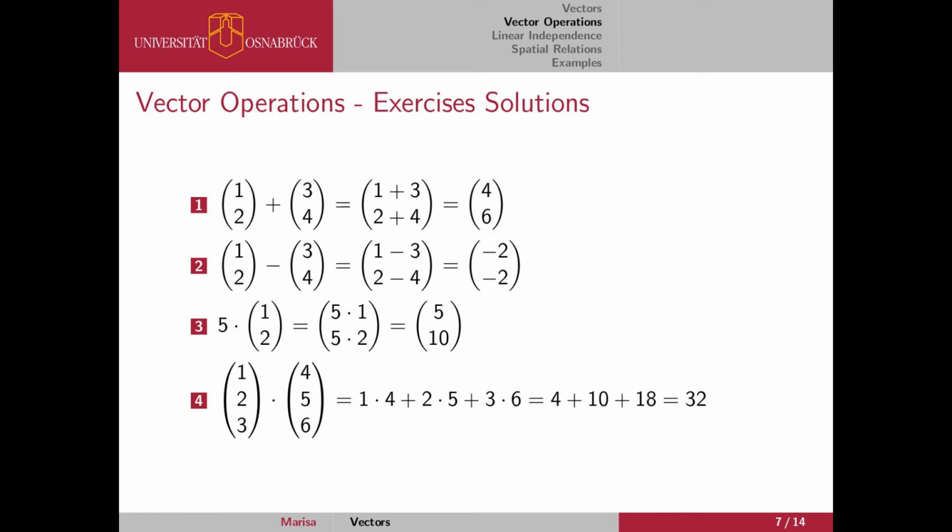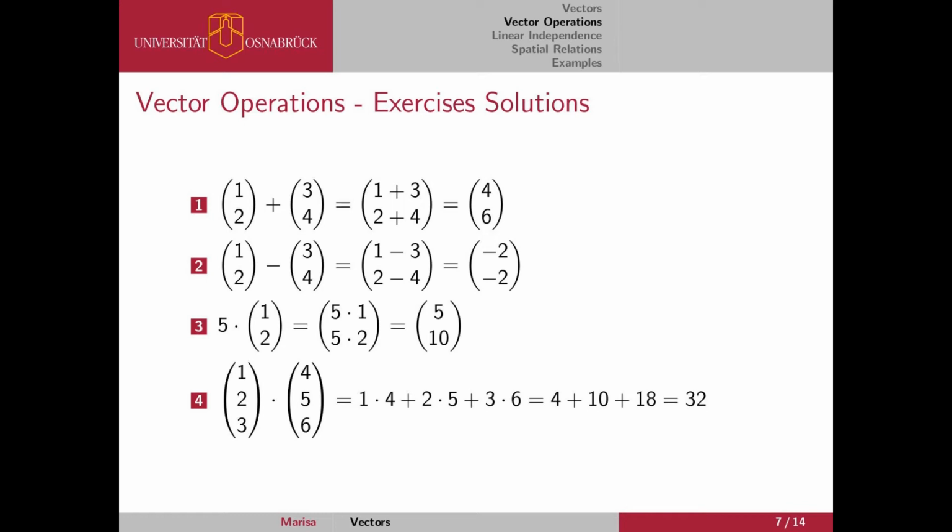In the second exercise, you had to perform subtraction, and the vectors were the same as the ones from the first exercise. So this works row-wise again, and therefore we have 1 minus 3, which equals minus 2 in the first row, and 2 minus 4, which equals minus 2 in the second row.